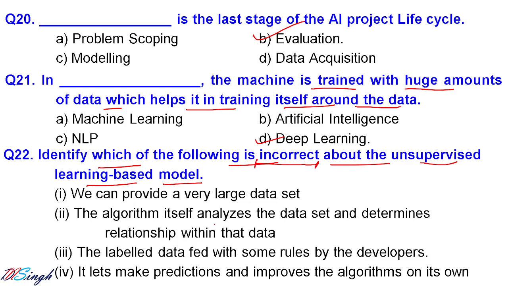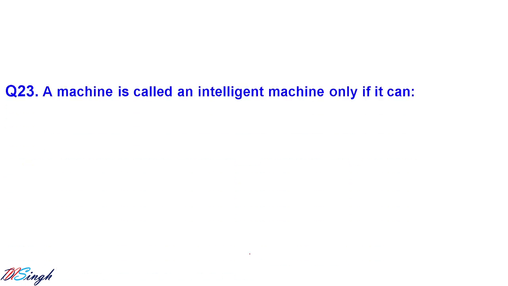The algorithm itself analyzes the data set and determines relationships within that data. That is also true. There are no external rules provided in unsupervised learning, so the algorithm needs to analyze the data by itself. The labeled data set, no, this is wrong. Why? Because in unsupervised learning, unlabeled data is fed to the machine. So this is wrong. Let us go to the next question.